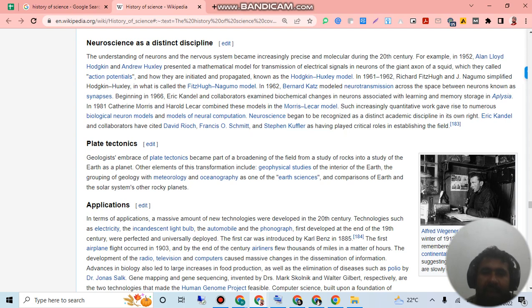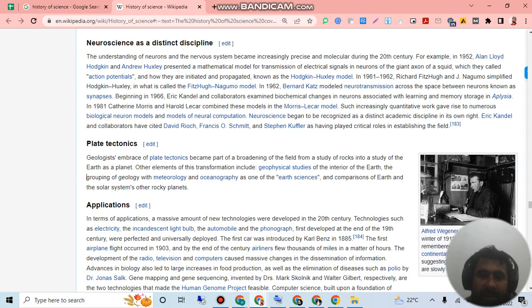In 1966, Eric Kandel and collaborators examined biochemical changes in neurons associated with learning and memory storage in Aplysia. In 1981, Catherine Morris and Harold Lecar combined these models into the Morris-Lecar model. Such increasingly quantitative work gave rise to numerous biological neuron models and models of neural computation. Neuroscience began to be recognized as a distinct academic discipline in its own right.